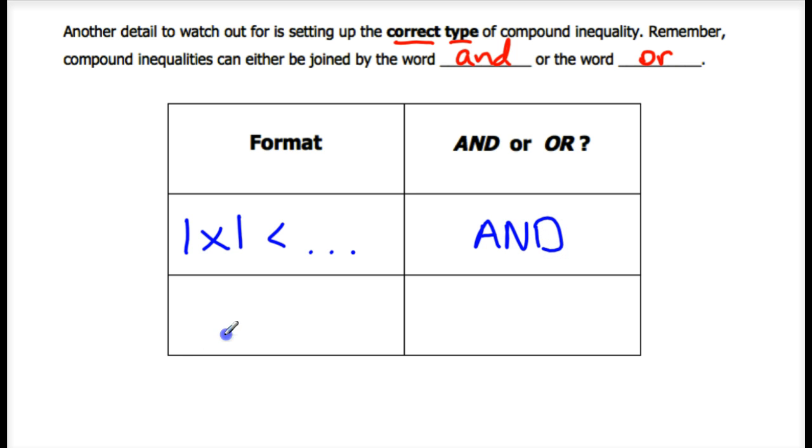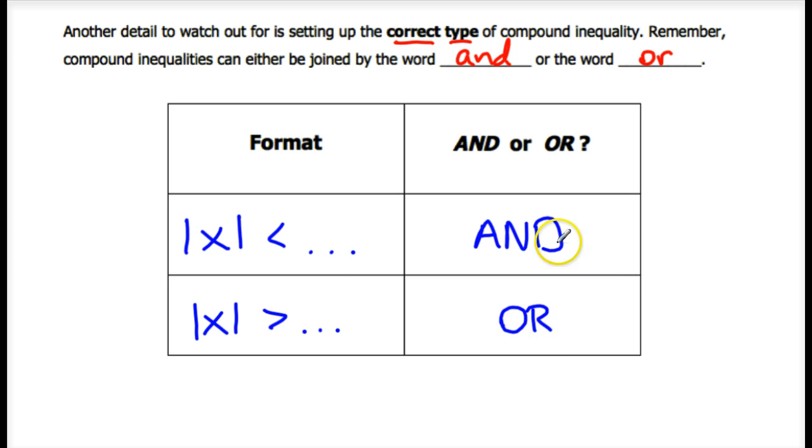If you have an absolute value expression on the left and you have a greater than sign, then you're always going to use the word or in between your inequalities. So a less than sign or a less than or equal to, you're going to use the word and. A greater than sign or a greater than or equal to, you're going to use the word or in between.